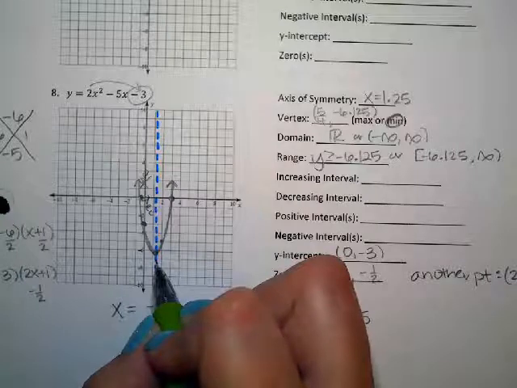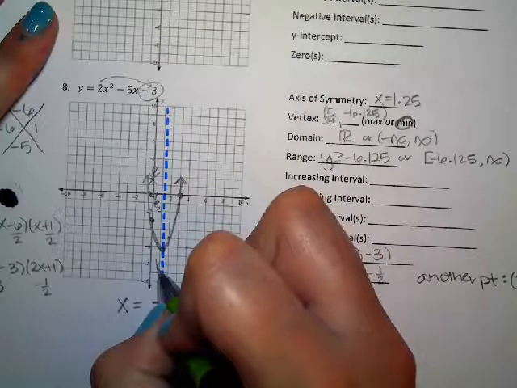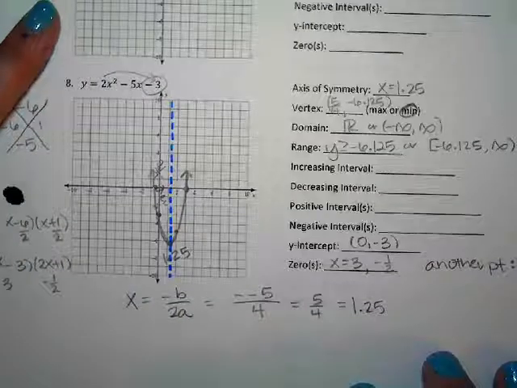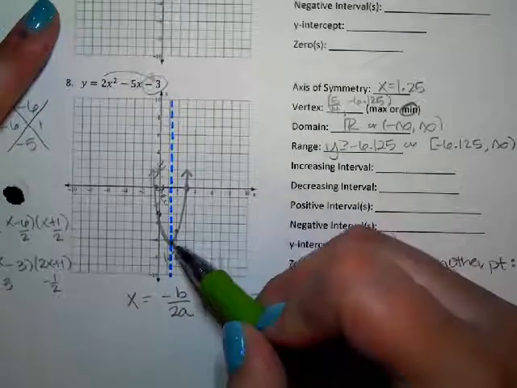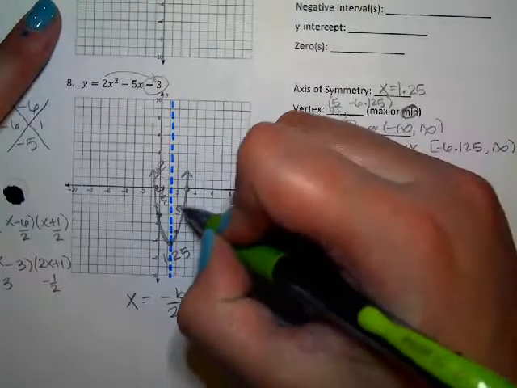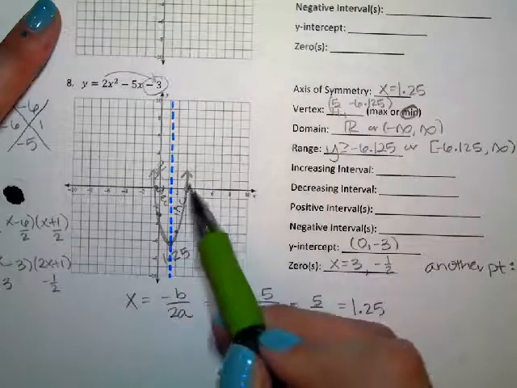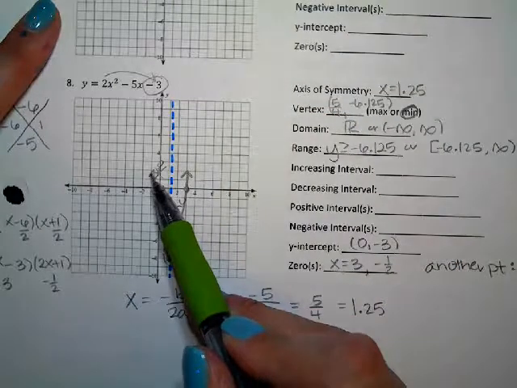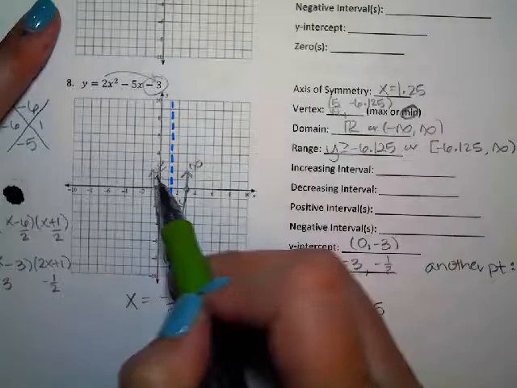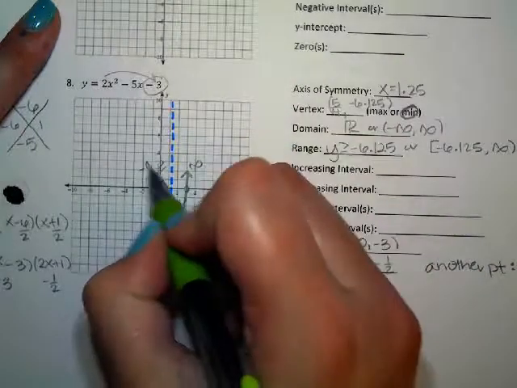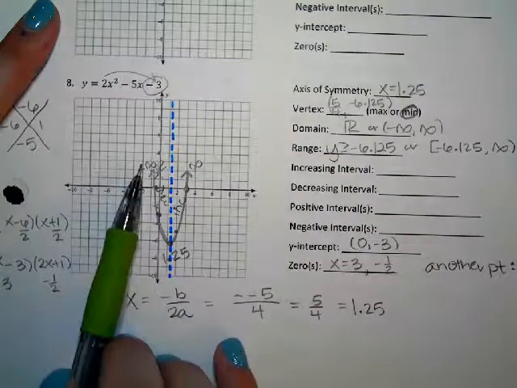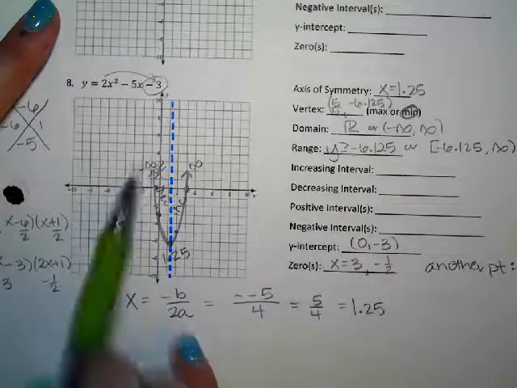Now, we have to write the number for our arrows. What are the numbers for our arrows? Infinity on the right. What about the left? Negative infinity. Okay, so I wrote the word decreasing between what two numbers? Negative infinity, 1.25. Okay, I wrote the word increasing between what two numbers?